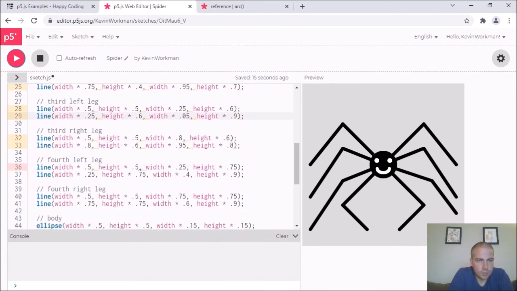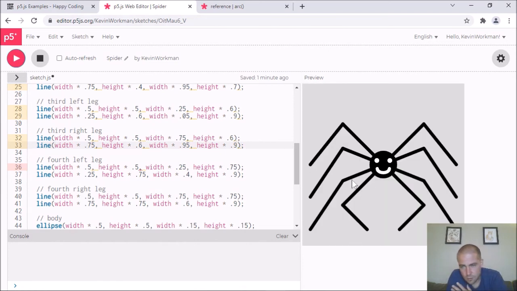Third right leg, what do I want to do? I want to go kind of the same deal, move this back over a little bit. Right now it's at 0.8, which is over here, and I want it to be at 0.75, which is just a little bit to the left, so it lines up with those knees. And now that I'm saying it, it's so silly to obsess over where my spider's knees are, but it's kind of fun, kind of cathartic. Height times 0.6 I think is still right, and then the other thing I want to change is this, and I'm probably forgetting something, but I think that works.